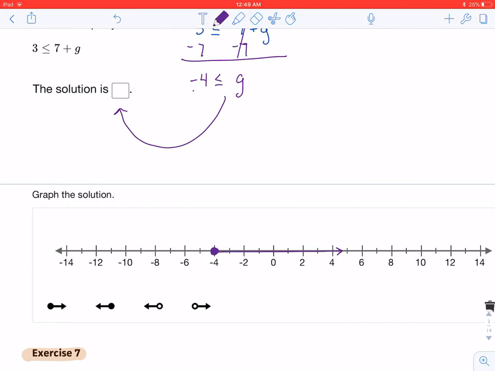Make sure that you are reading the inequality properly for the variable. Even though that's a less than or equal to sign, if you read it from left to right, it's negative 4 is less than or equal to g. But we want to graph the solution for g. So if you read it from right to left, it's g is greater than or equal to negative 4. So the direction that you read it does matter. It's still the same inequality, but it'll help you graph it if you read it properly.